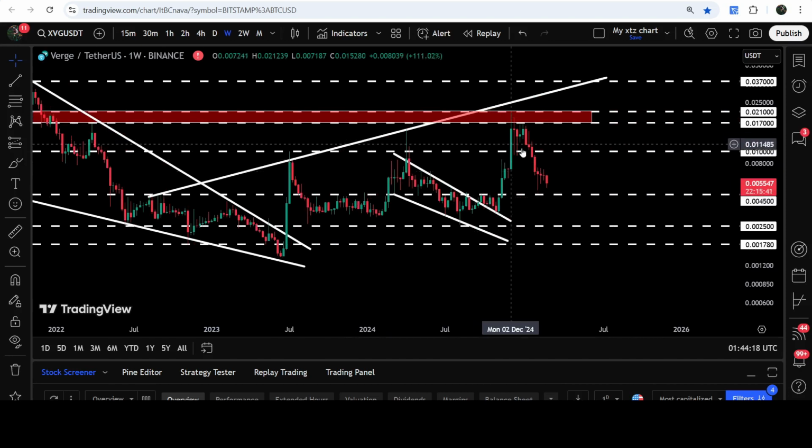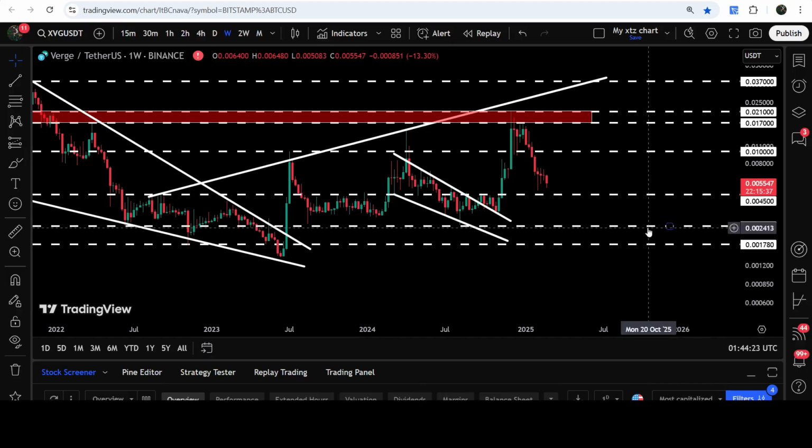And by the way, in case of breaking it down, the next long-term support will be here at $0.0025. It was also recently working as a support here, here, and here. Therefore, again, it can work as a very, very strong support. I'm not expecting that the price will break down this support of $0.0045.